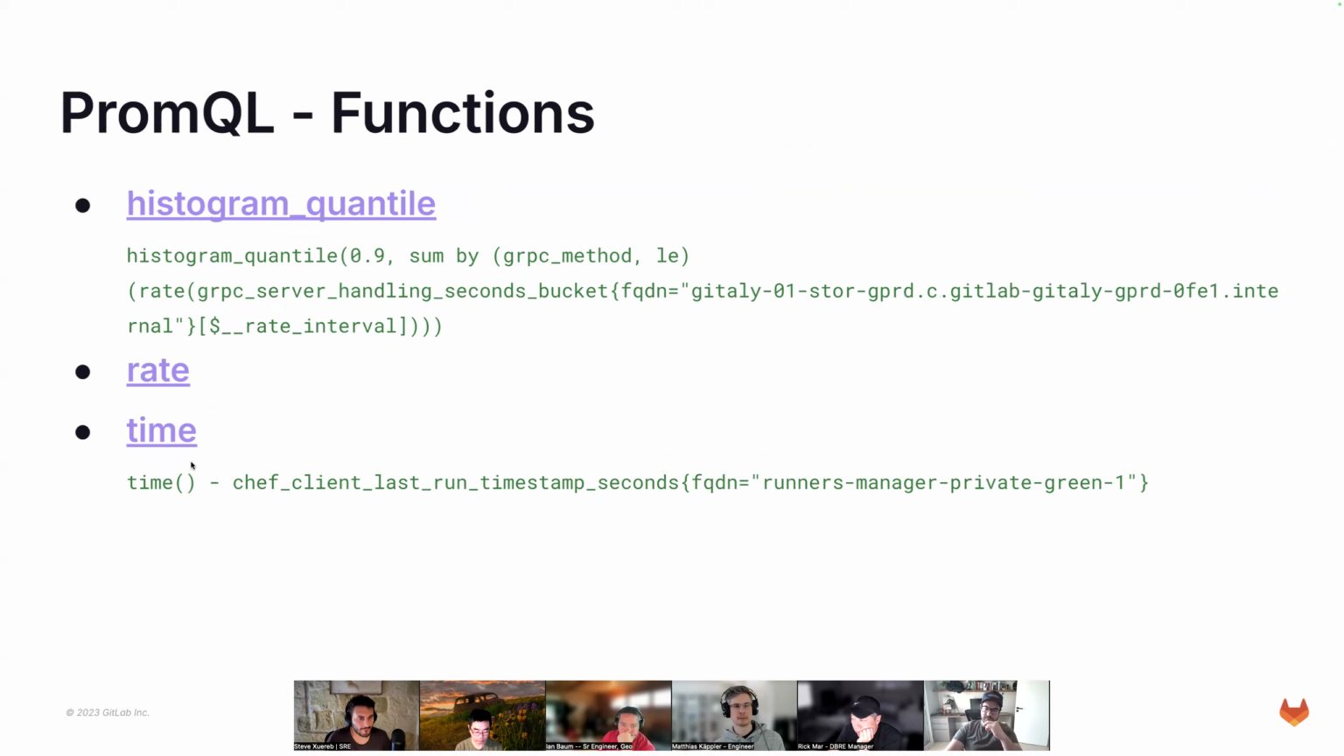If you have, for example, a cron job, like at GitLab.com, we use Chef, and Chef runs every 30 minutes on the VMs. Here we can say, give me the current time of the query evaluation, and subtract it with the timestamp for this specific runner manager, and it will show you when it actually runs. So you can say, has Chef been running on this server or not, for example, or when was the last run? You might say, why not look at logs?